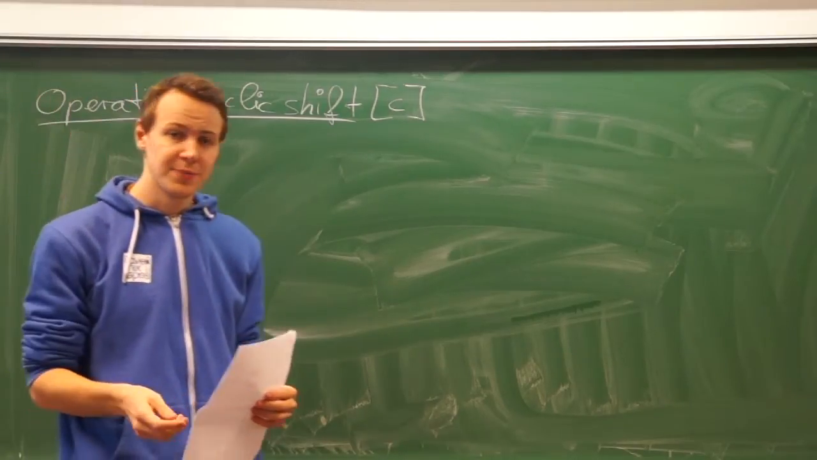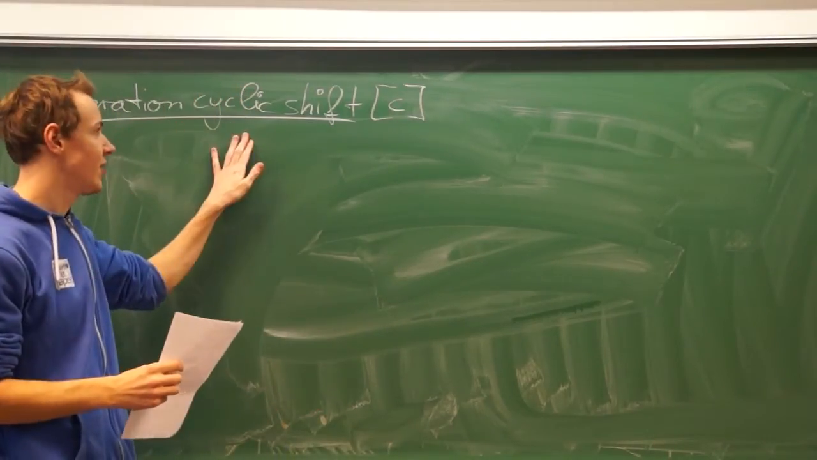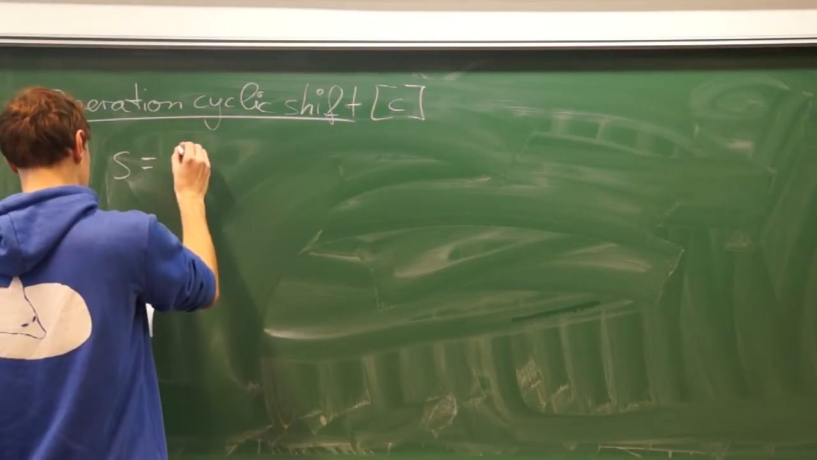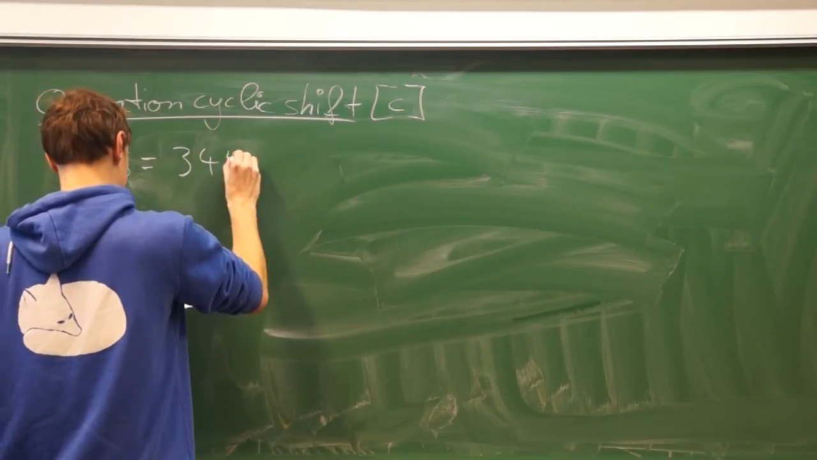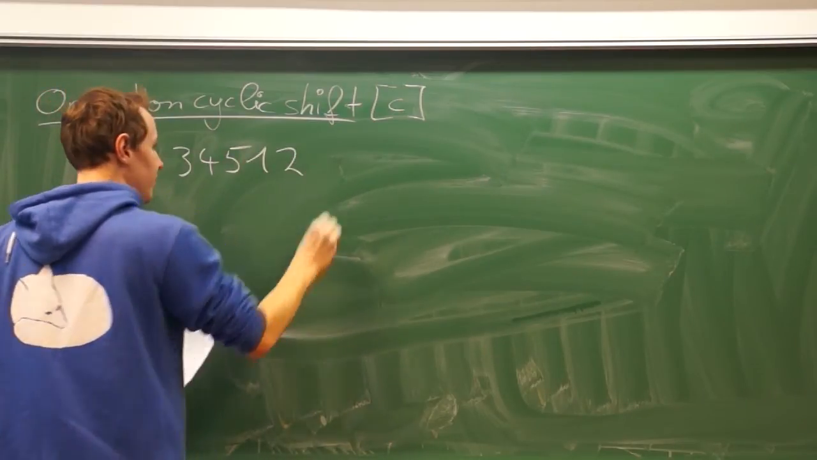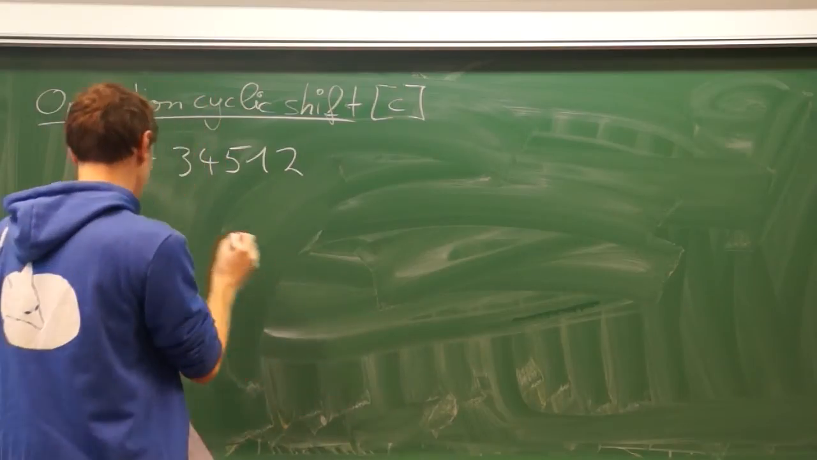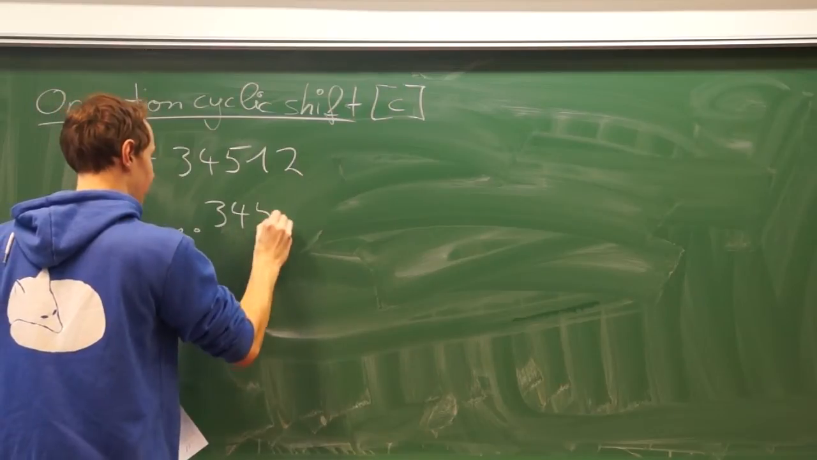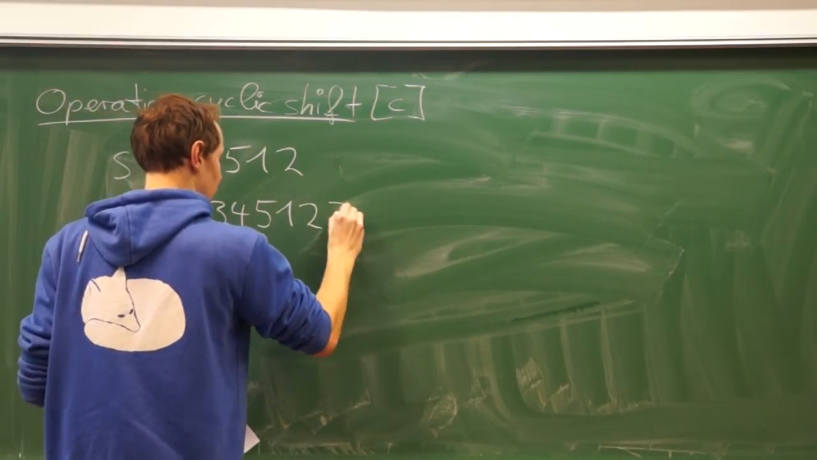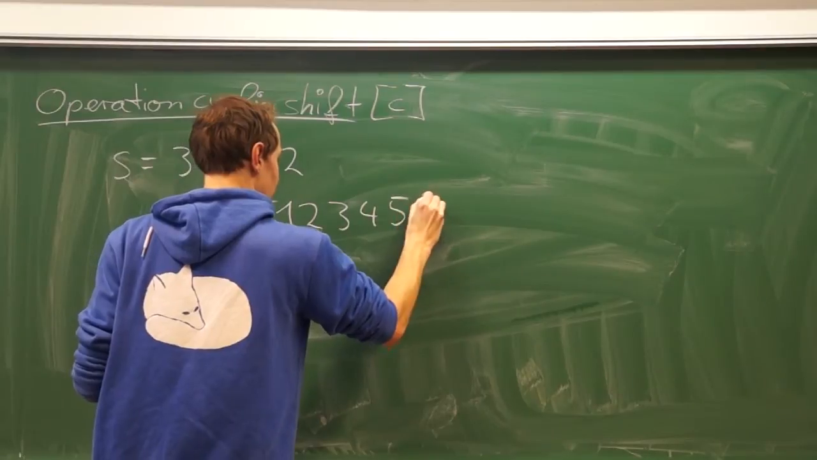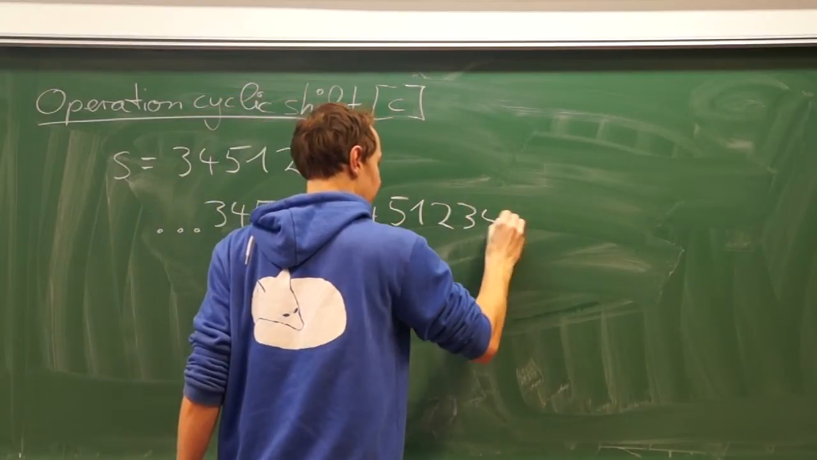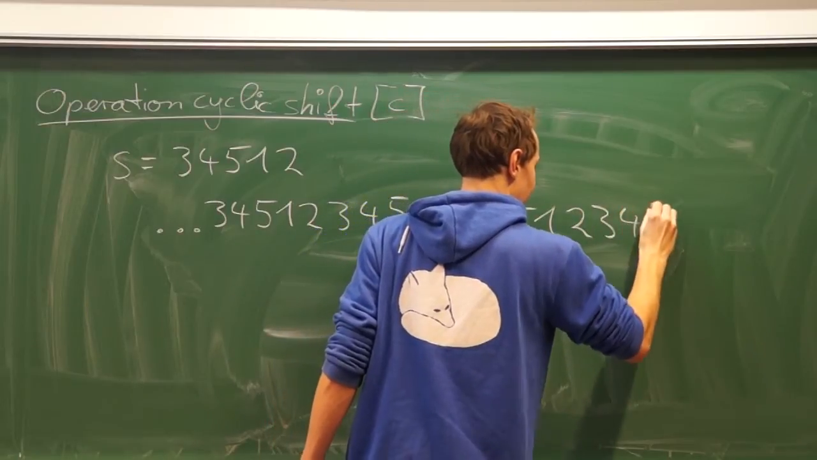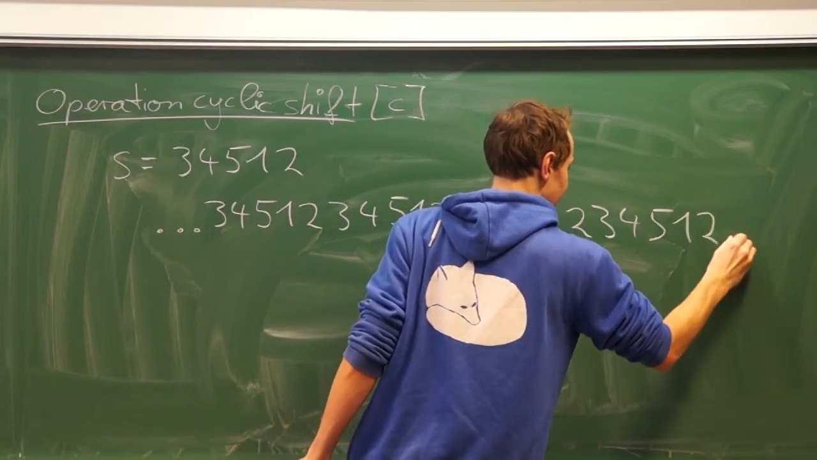So now I explain to you an operation. It's called cycle shift. If we have a pattern, for example, S is 3, 4, 5, 1, 2, it's done in repetition. So we want it all the time. 3, 4, 5, 1, 2, 3, 4, 5, 1, 2, and so on and so on.